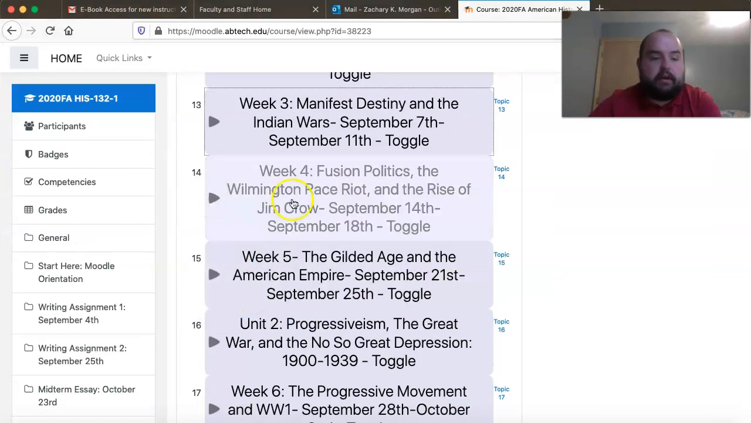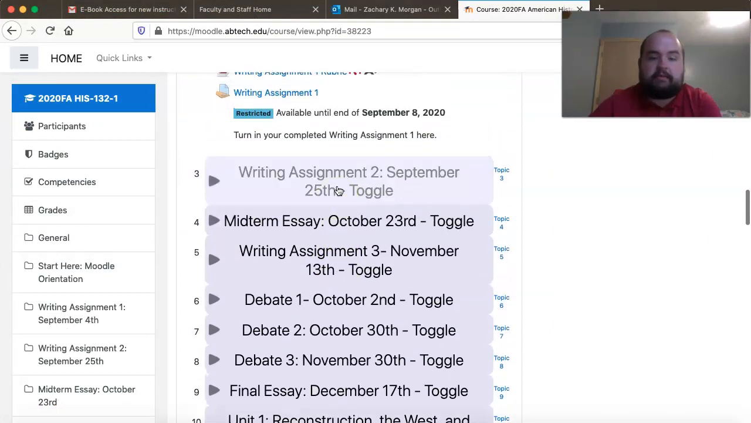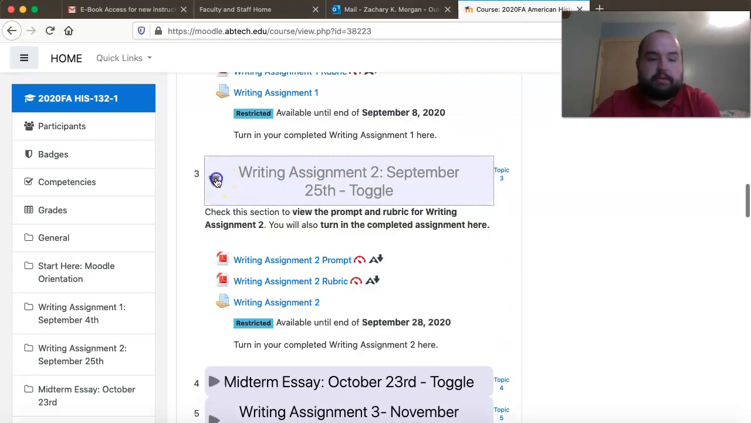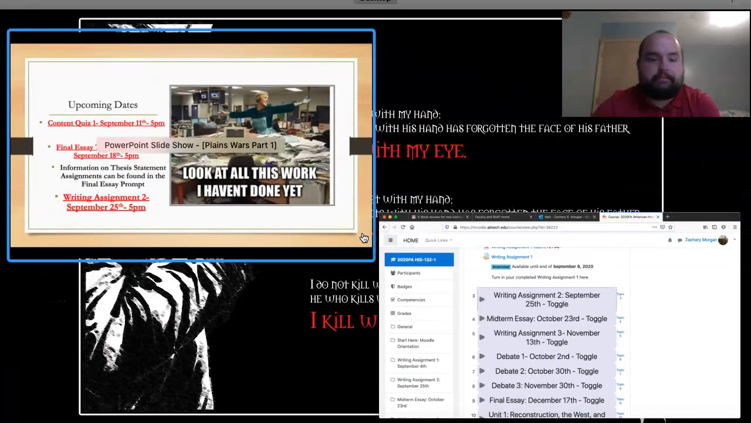As most of you probably already know, your prompt and your rubric can already be found fairly quickly on Moodle. Just go up right here where it says Writing Assignment 2. It gives you the prompt, the rubric, and the submission area. Again, any questions, please let me know as soon as you possibly can.